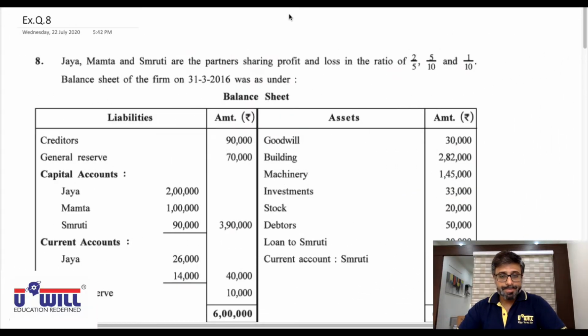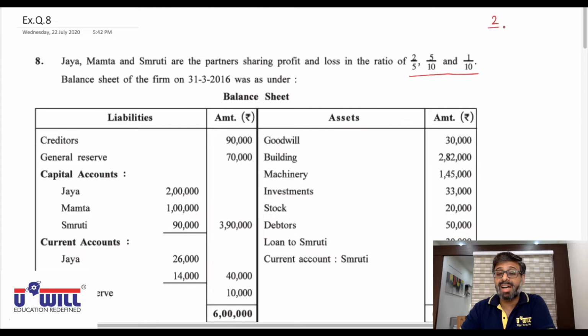Hello students. So today we take up question number 8 of retirement of partner from your exercise textbook. Take it out everyone. Yes, look at the question. Jaya, Mamta and Smriti are the partners sharing profit and loss in the ratio of 2 by 5, 5 by 10 and 1 by 10. Very first of all, we have to convert this into a ratio.